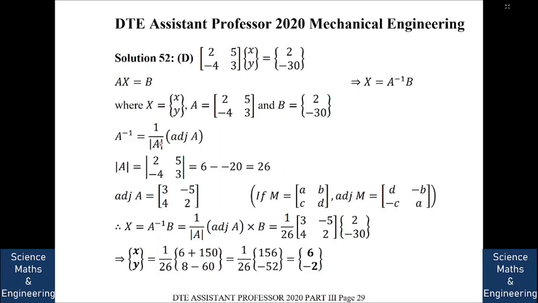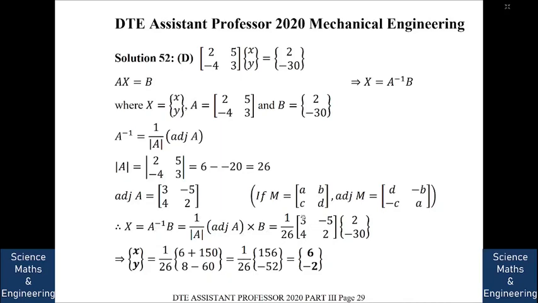Now adjoint of A would be, 2 goes here, 3 comes there, and the off-diagonal elements change sign. So if M is equal to [a, b; c, d], then adjoint of M is [d, -b; -c, a]. Okay, so X is equal to how much? A inverse B, so it becomes 1 by determinant of A into adjoint of A into B.